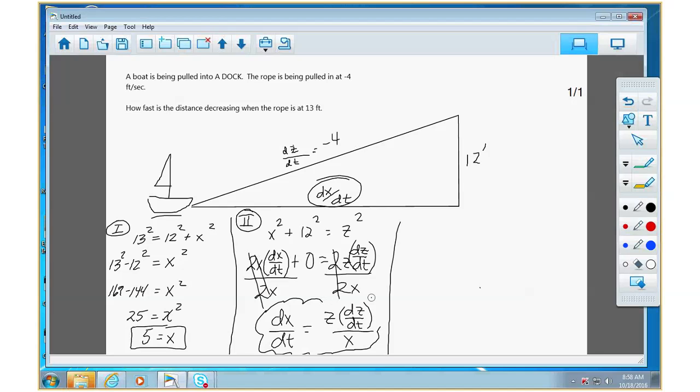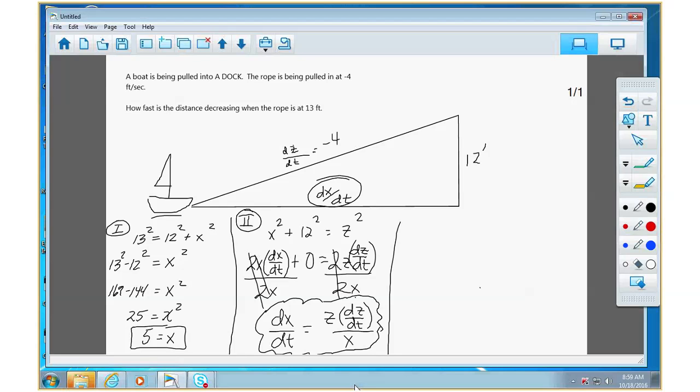A good test is to say, do I have everything over here I need? Do you have z? Yep, z is given at 13 feet. Do you have dz/dt? Yeah. Do you have x? Yeah. So a good test, and that's how I knew when I was doing the problem wrong a while ago, I knew that something was wrong because I didn't have dz/dt. So when you're doing these problems, a lot of times you can look at them and say, something's not right.